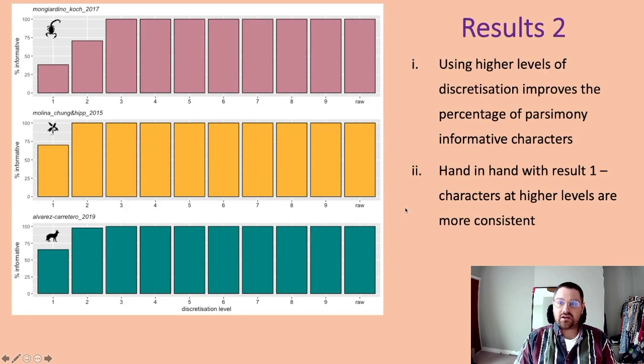Secondly, how does the coverage of parsimony informative characters work at these different levels? Well, levels 1 and 2 are the only levels where you don't get 100% informative characters. You can see in all the other datasets from level 3 onwards, they are 100% informative. But this makes sense. It goes hand in hand with that result that we just looked at, because characters at these higher levels, they're more consistent.